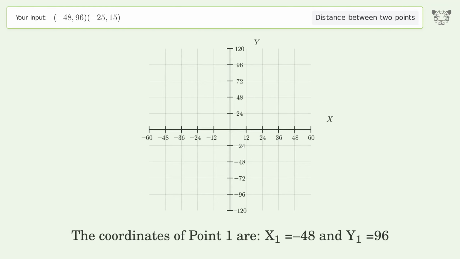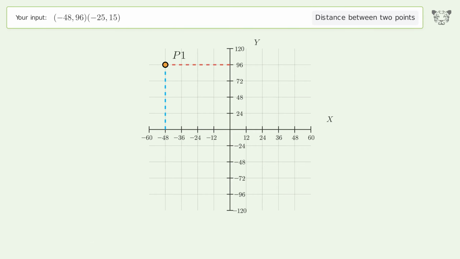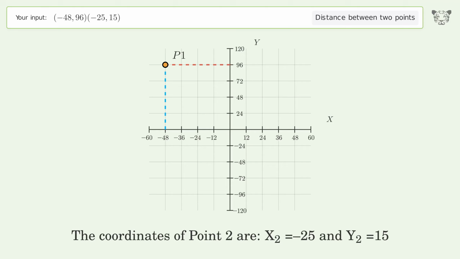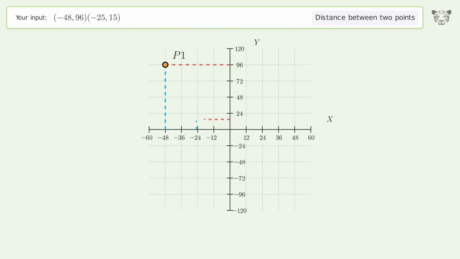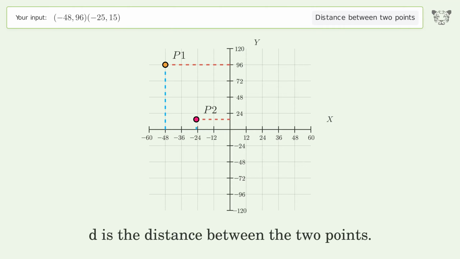The coordinates of point 1 are x1 equals negative 48 and y1 equals 96. The coordinates of point 2 are x2 equals negative 25 and y2 equals 15. D is the distance between the 2 points.